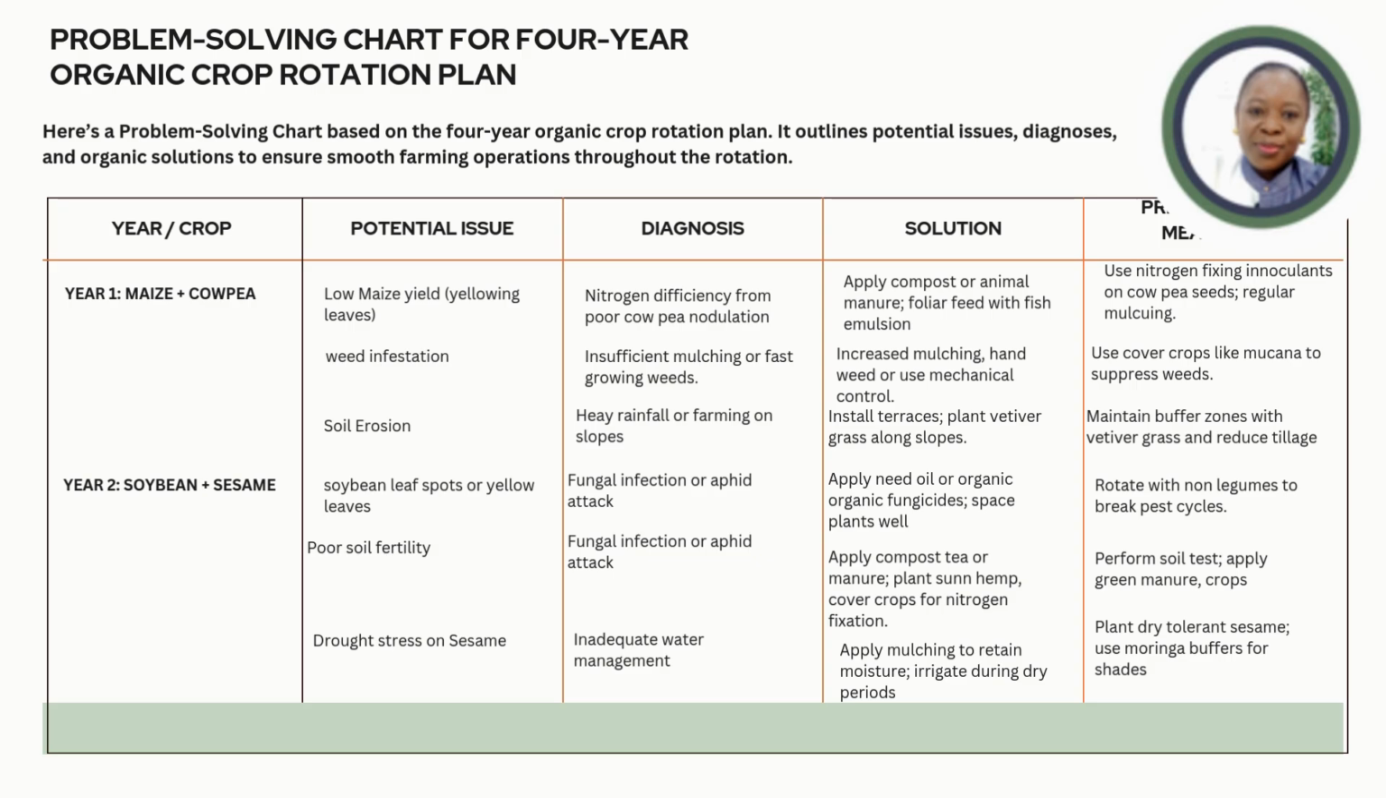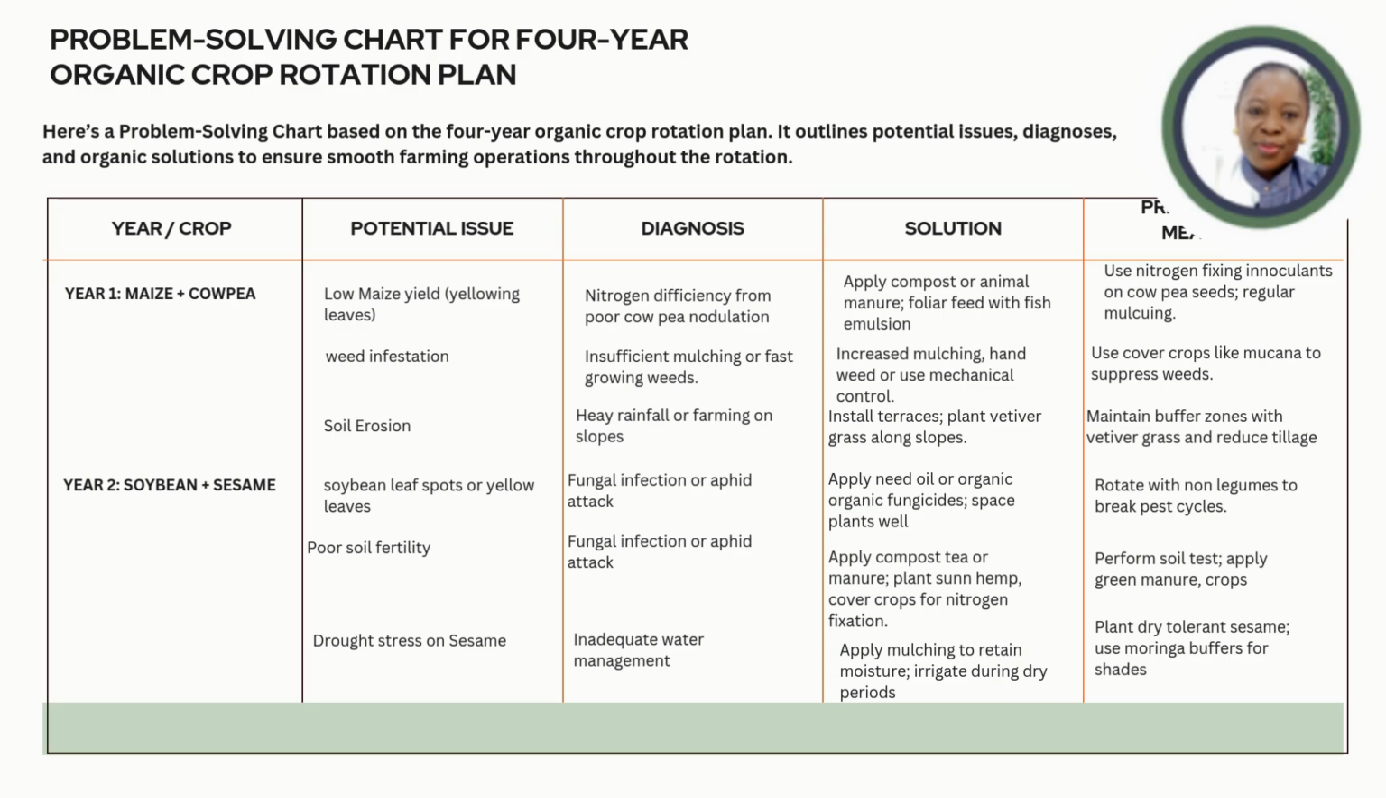Potential issue 2: poor soil fertility in the second year. Solution: apply compost or manure, plant sunn hemp or cover crops for nitrogen fixation. Preventative measures: perform soil tests, apply green manure crops.